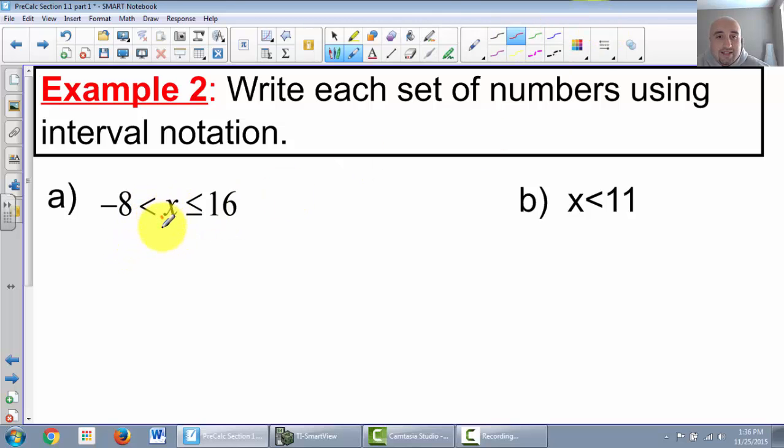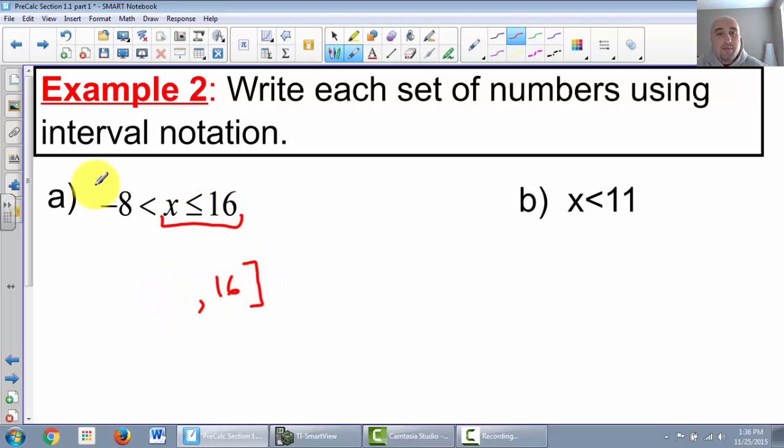It says x is less than or equal to 16. Okay, does it include 16? Yes, because of the line. So I'm going to do the included. Remember, brackets mean included. If it says equal to, you know it's got to be included.